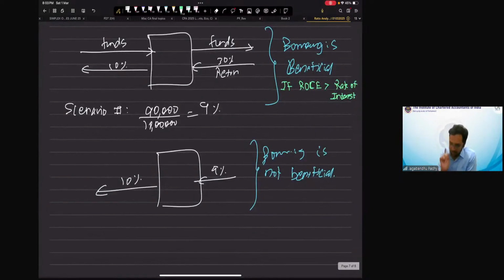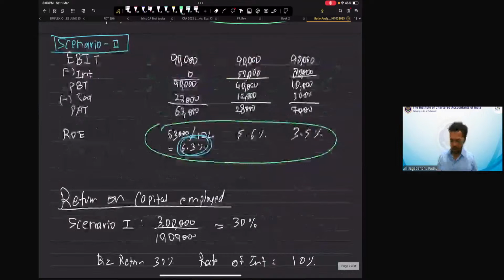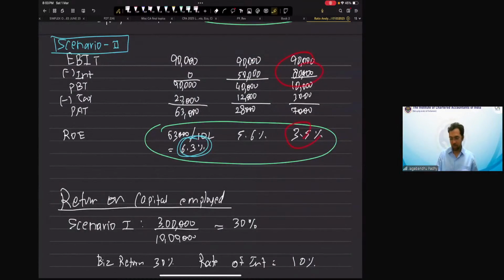And borrowing is definitely not at all beneficial if your return on capital employed is lesser than the rate of interest. If return on capital employed is lesser than the rate of interest, then borrowing is going to be harmful. As we can see over here, the company which has borrowed has generated a lesser amount of return for its investors.